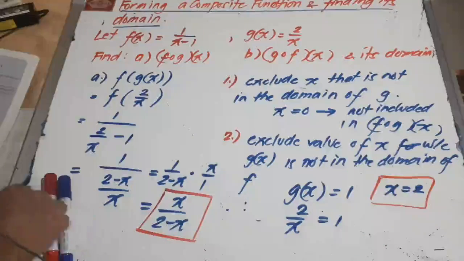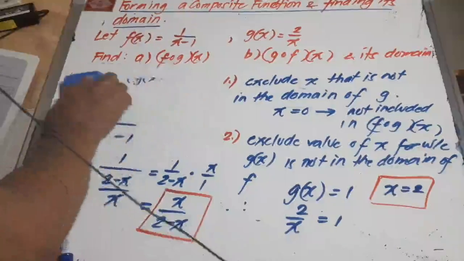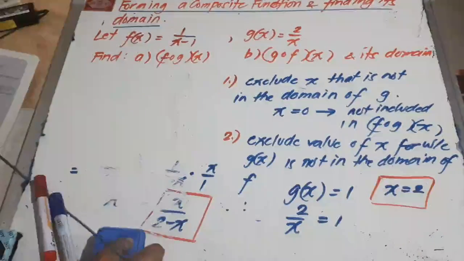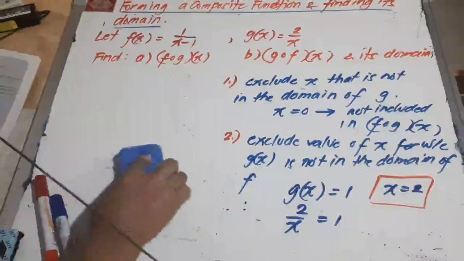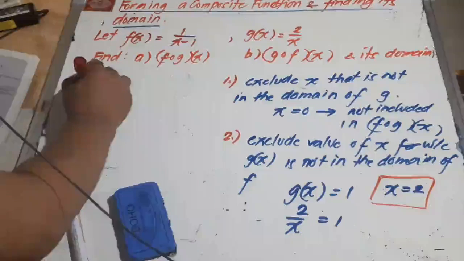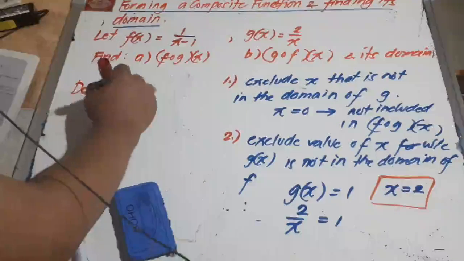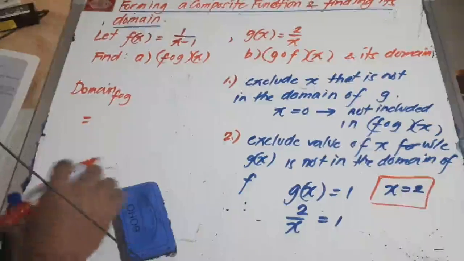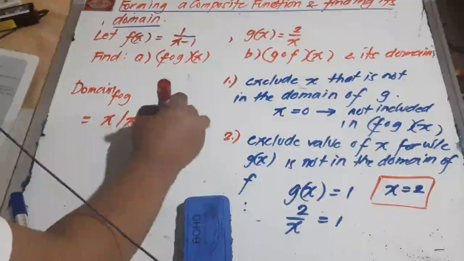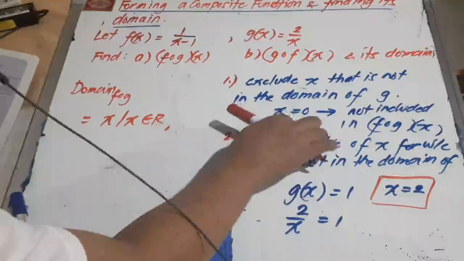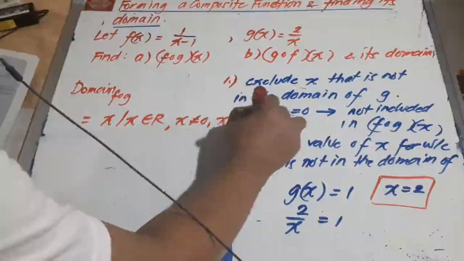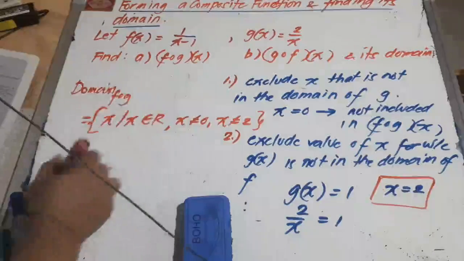So therefore, the domain of this composite function x over 2 minus x is all reals. So domain of f circle g is what? x such that x is an element of real numbers except this one, x not equal to 0 and x not equal to 2. Okay, so that is our answer.